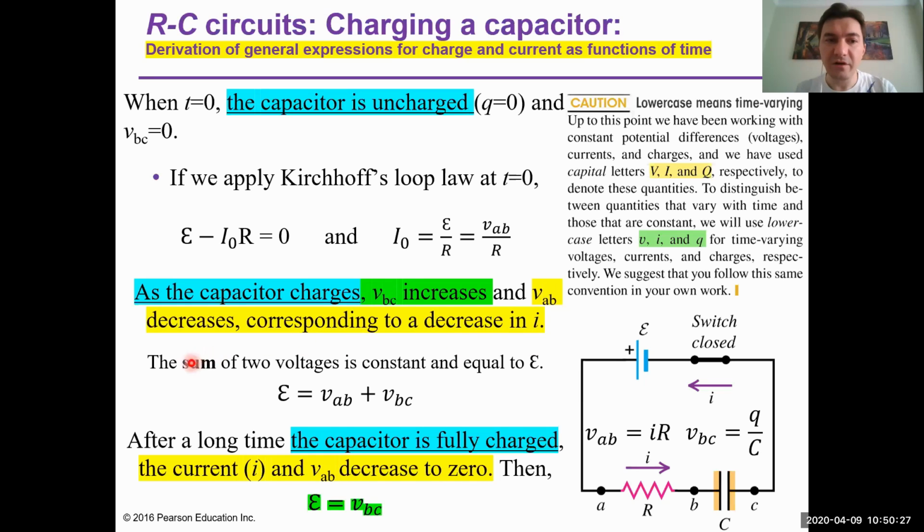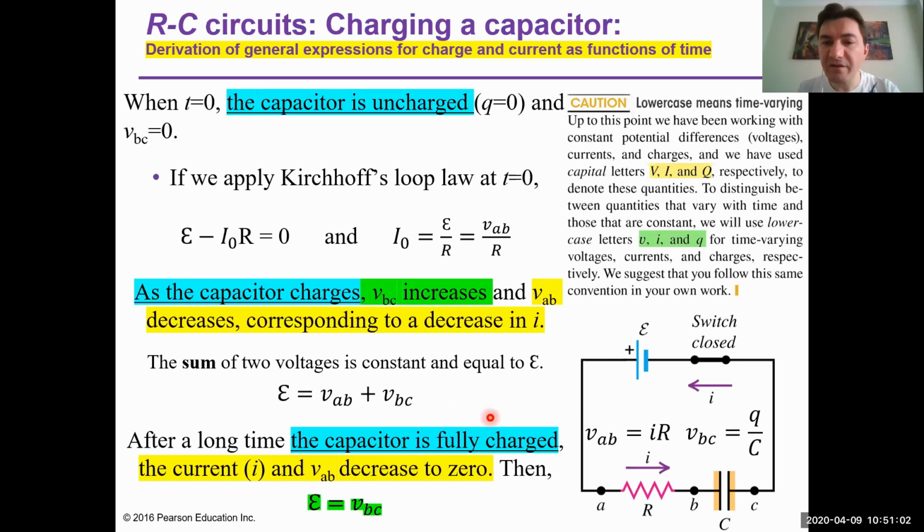So the sum of two voltages is constant and equal to the EMF. The voltage VAB between A and B, and the voltage VBC between B and C, their sum equals the EMF. This is the produced voltage: the voltage dissipated here and used to charge the capacitor. So VAB plus VBC gives us the EMF of the circuit.